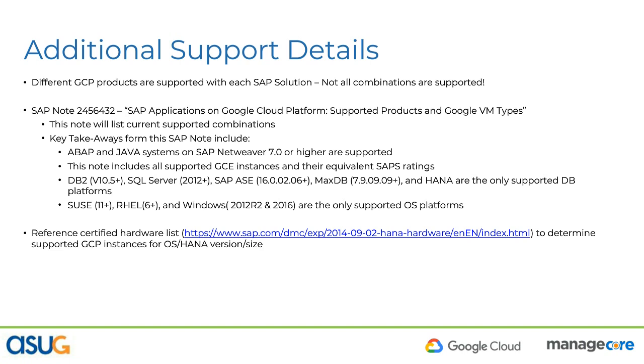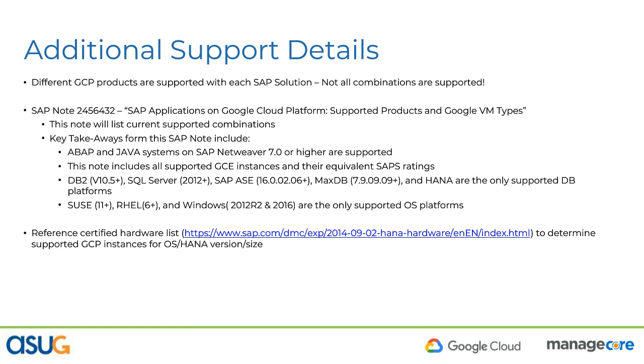It's going to list all the supported combinations, all the supported instance types that you can launch, because as you get into deploying it in GCP, there are certain instance types that are only certified for SAP, and in addition to that, there are only certain instance types that are supported for HANA. So you want to be cognizant of that and make sure that you're picking and choosing the right VMs to deploy. In addition to that, that note gives you the SAPS rating of the VM type in GCP.